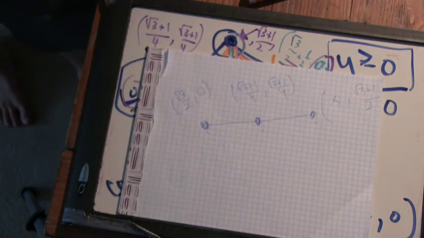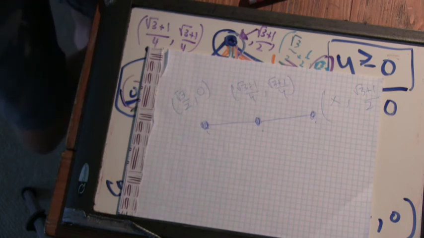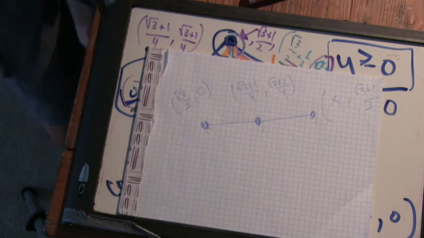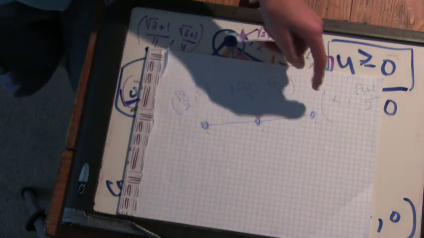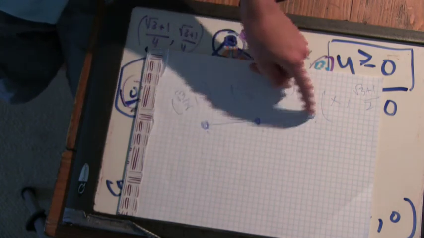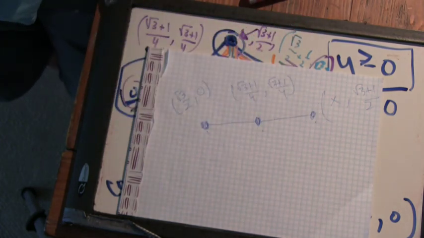That's right. And so how did I find it? You added them together and divided by 2. I add them together and I divide by 2.